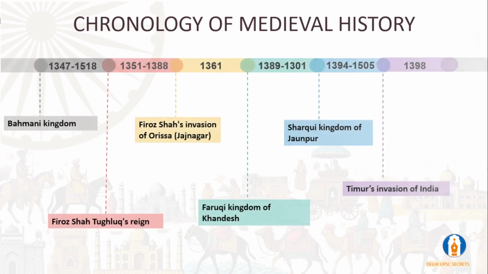If you look into this, the Sharqi kingdom of Jaunpur is also, we can say, one of the prominent rulers, I must say. Then the Faruqi kingdom of Khandesh as well. We have Malik Raza Faruqi, who is the founder of this kingdom. We have Nasir Khan, Adil Khan, and many more kings. So you just need to remember who all the rulers are in those particular dynasties, that's it.